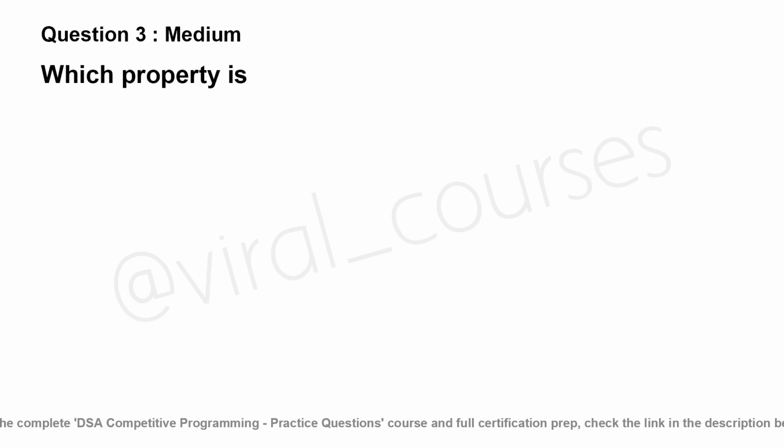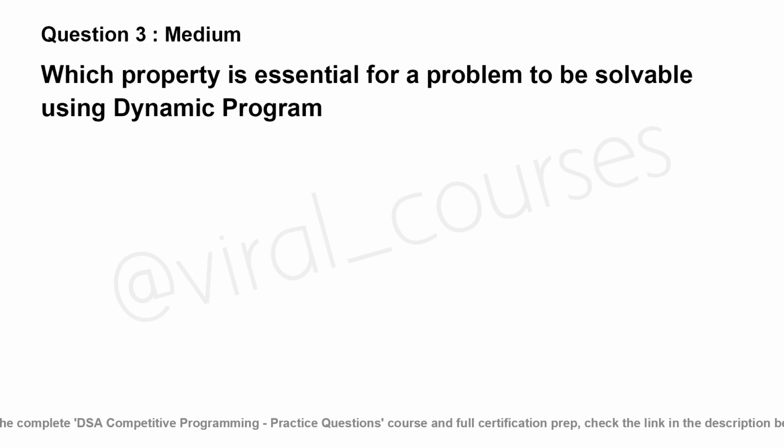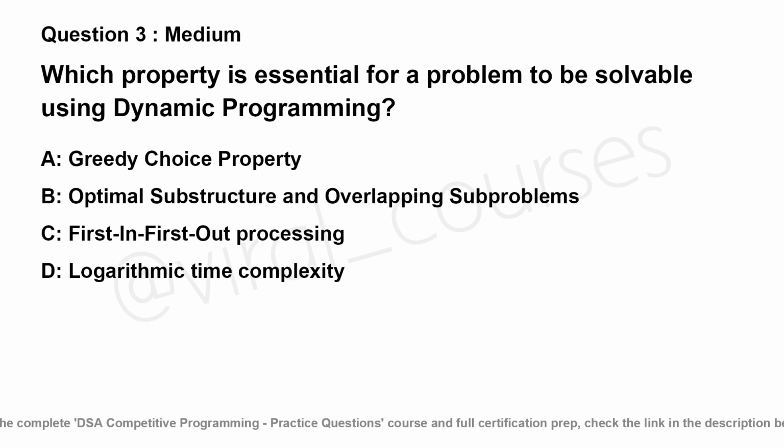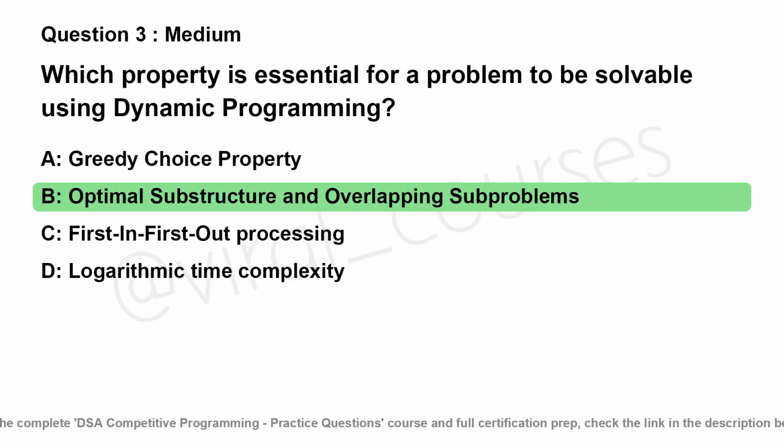Which property is essential for a problem to be solvable using dynamic programming? Option A, greedy choice property. Option B, optimal substructure and overlapping subproblems. Option C, first-in first-out processing. Option D, logarithmic time complexity. The correct answer is B.